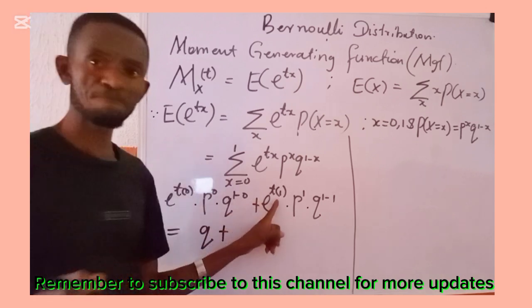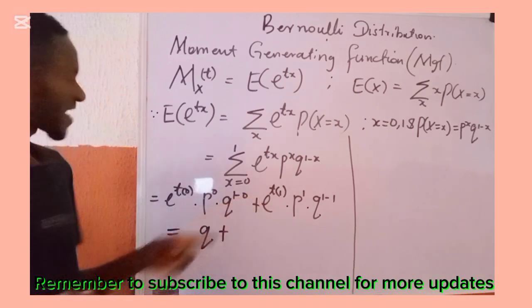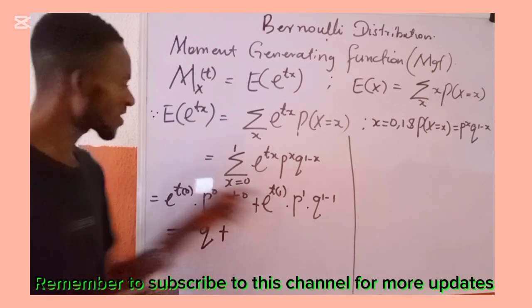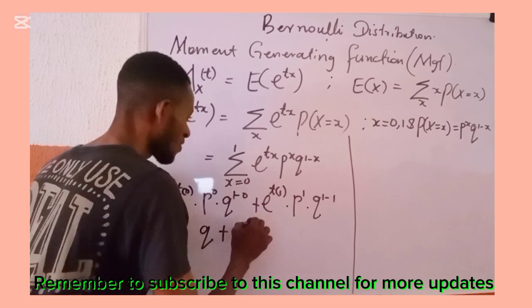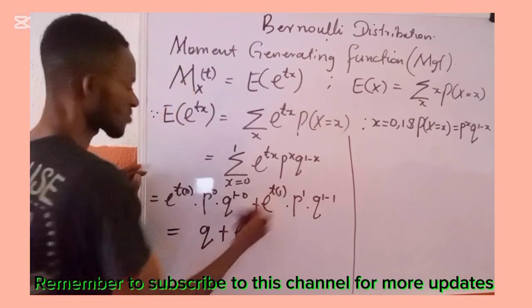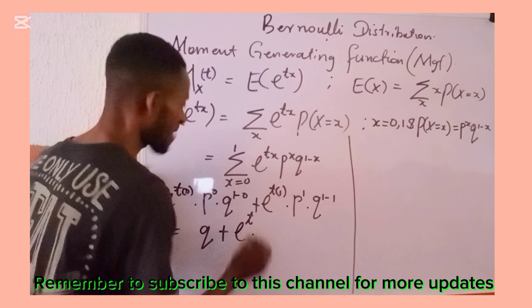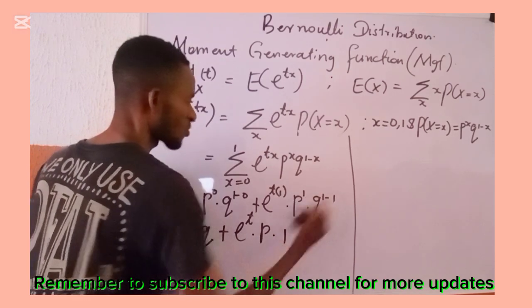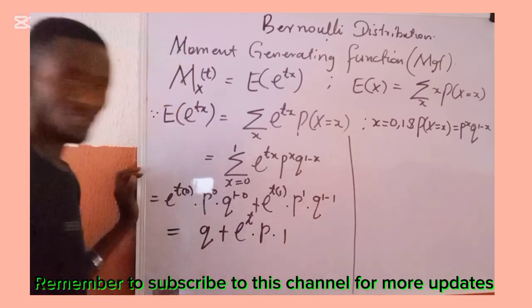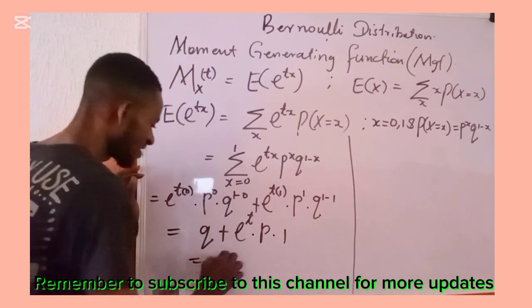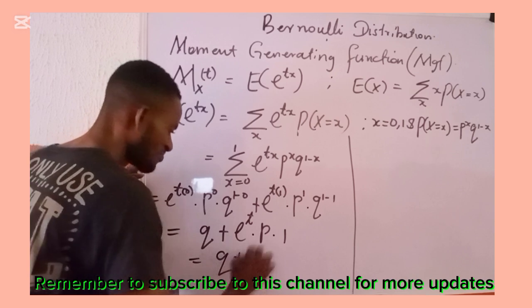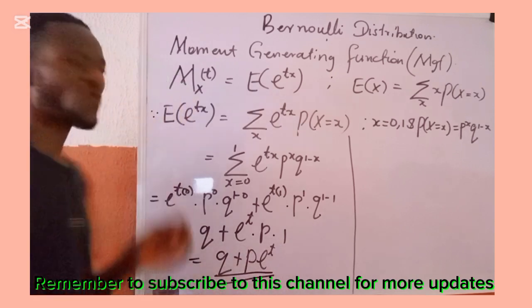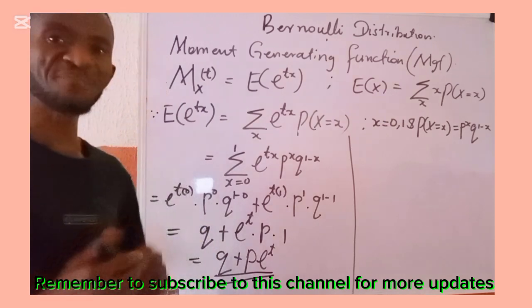Then I come over here. When I come over here now, it is equally simple. Here is my t times 1, which is t. So what I'm going to have is E of t, because this t times 1 will just give me t. Multiply by P. Multiply by Q raised to 1 minus 1, which gives me 0. Anything raised to power 0 is 1. So this becomes Q plus P of E^t. This formula is what we call the moment generating function of a Bernoulli distribution.